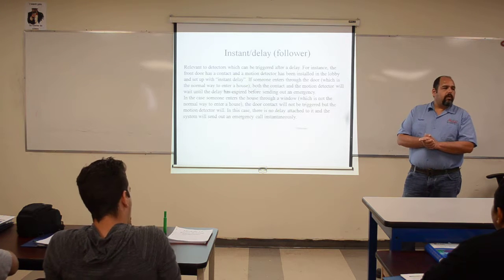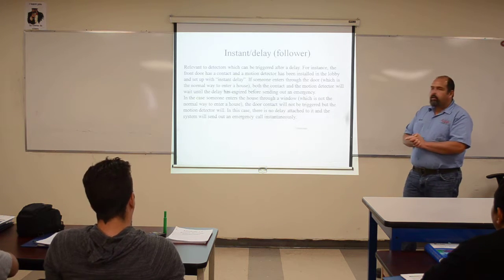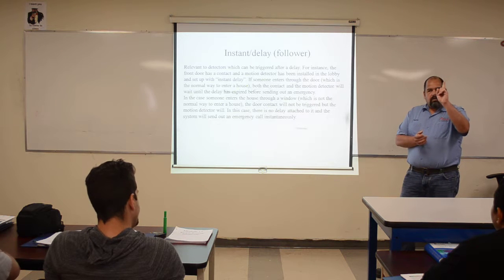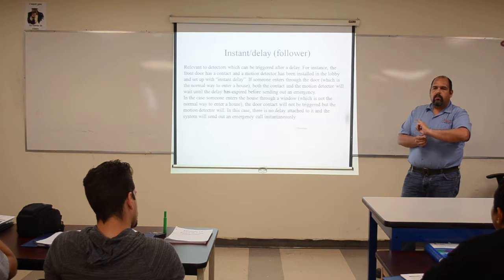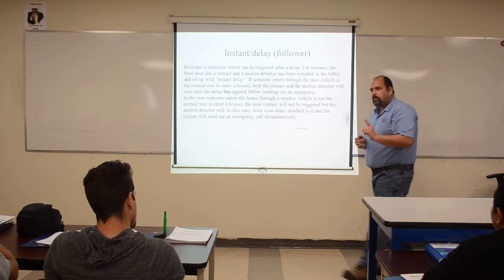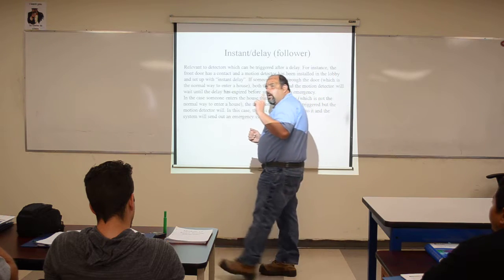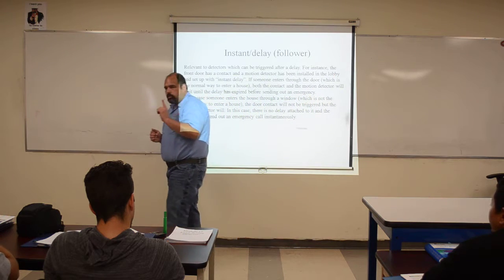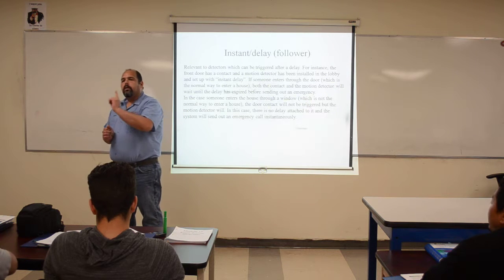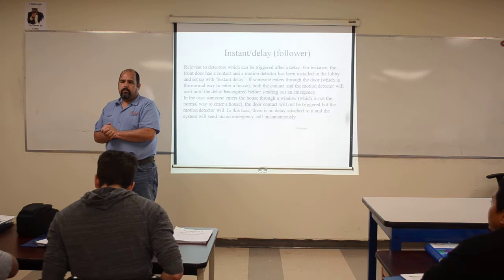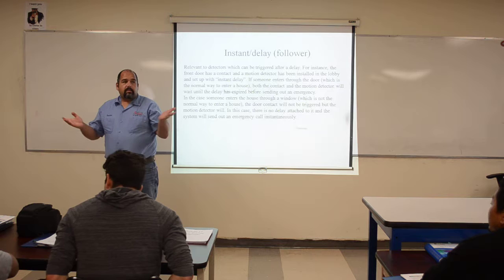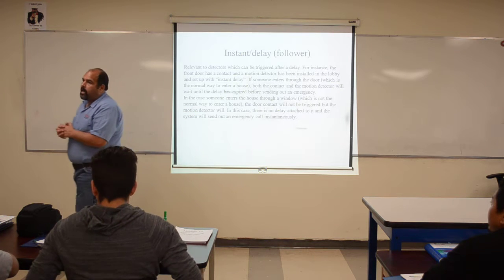So what is the system doing here if you put instant delay? This zone that's supposed to be instant will be tripped instantaneously unless any one of the delay zones was tripped before it. Then it becomes a delay zone. For the case that I might have a motion sensor that can catch me by the front door.